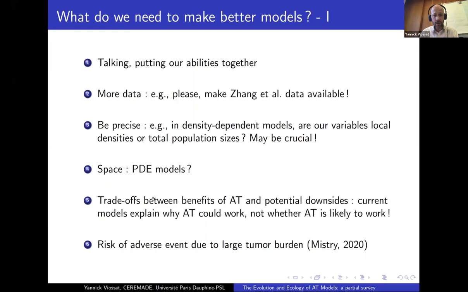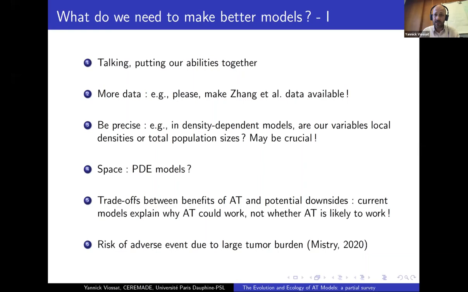Something also that is very important is to explore trade-offs between the benefits of adaptive therapy and potential downsides. So you see, one of the issues is that initially we had to convince people that adaptive therapy was interesting. We had to tell them why adaptive therapy could work. So in our model, we put everything that was more or less in favor of adaptive therapy. Now we have to step back and say, okay, we explained that, and now let's stress test our conclusion, put in things that are against adaptive therapy and see if adaptive therapy is still working in these more complex models.